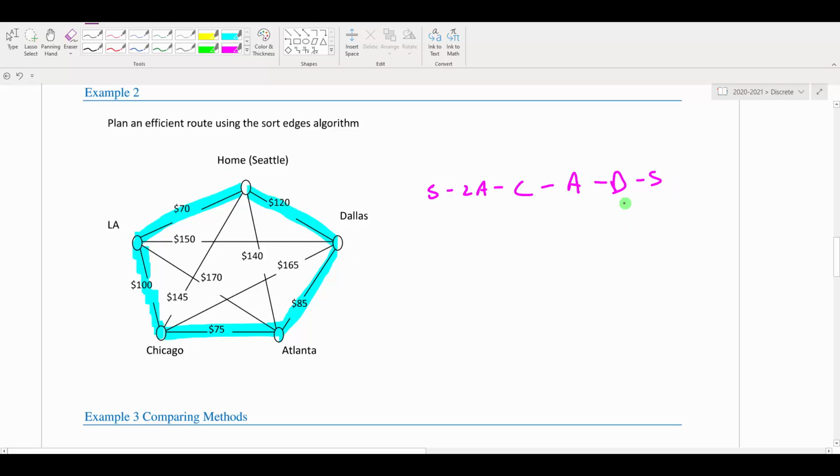So this is my Hamiltonian circuit that I'm going to take to visit all of these cities, and then I need to add all of the costs here. So I need to find out how much this is going to cost me. So if I do 70 plus 100 plus 75 plus 85 plus 120, you should get a total cost of $450. Okay, so this would be our route using sorted edges.